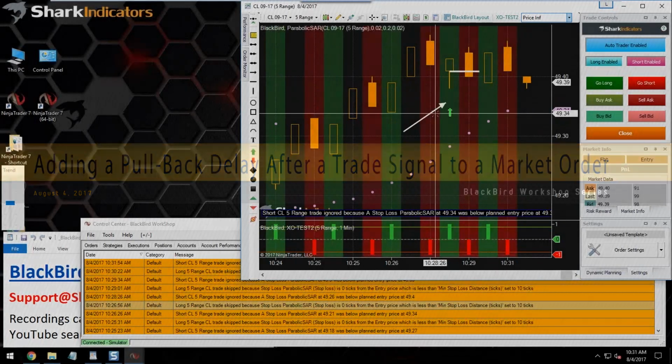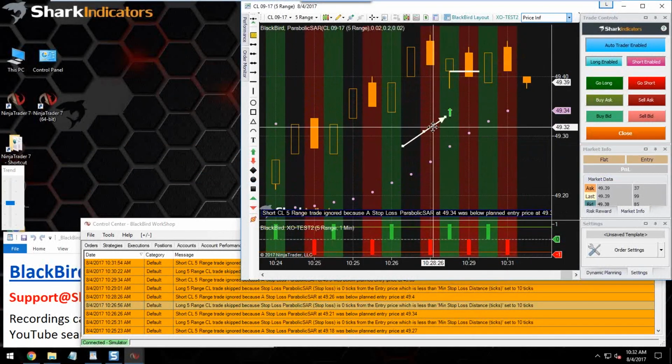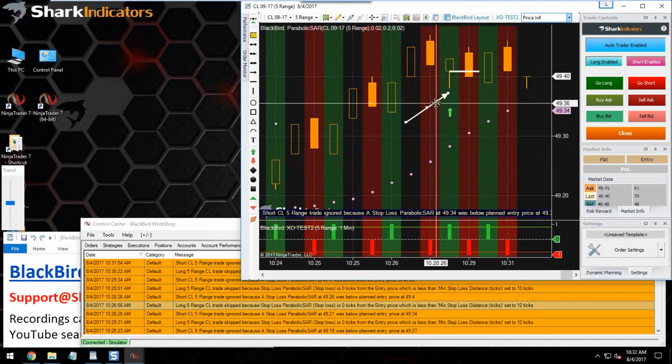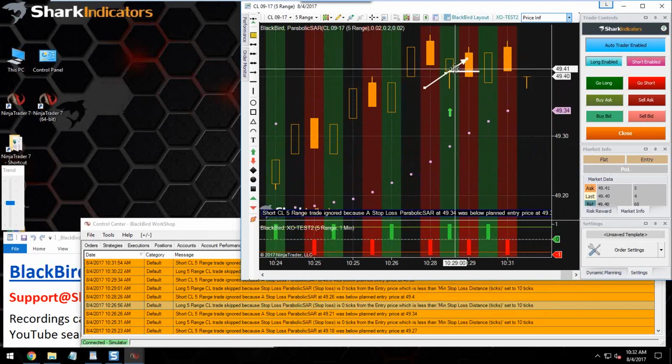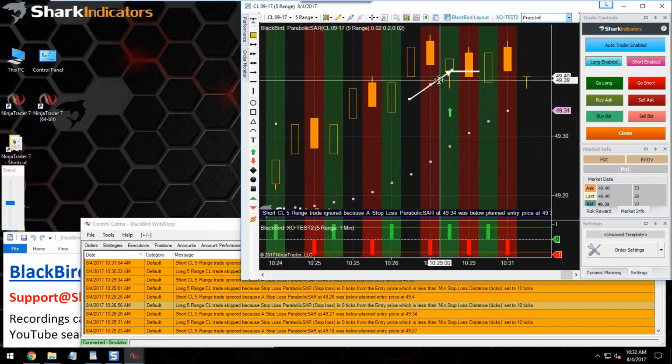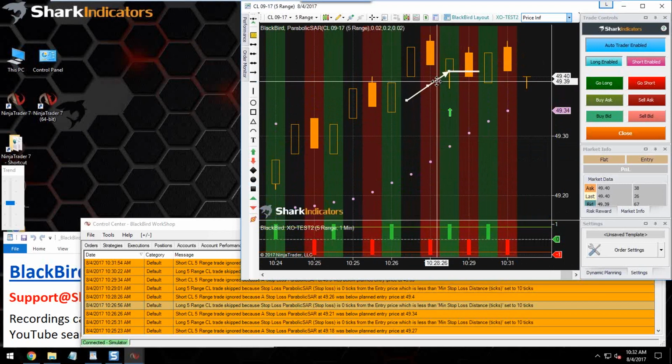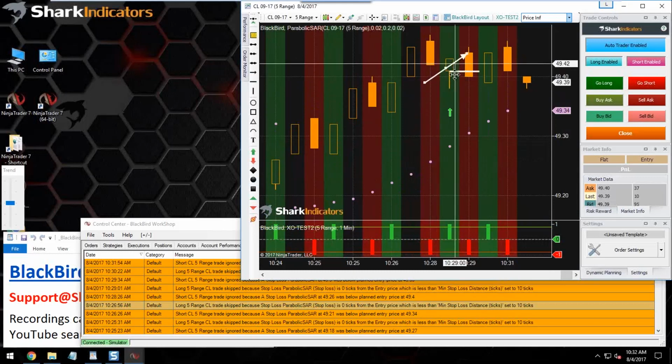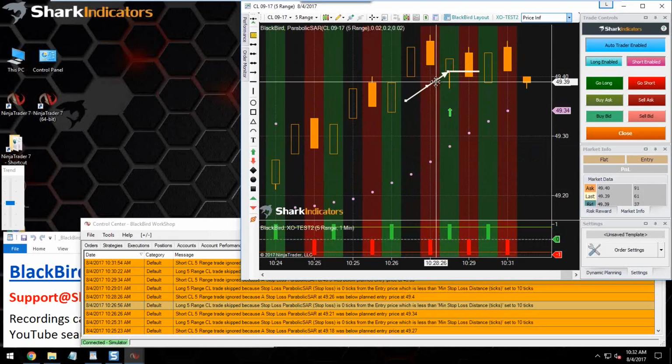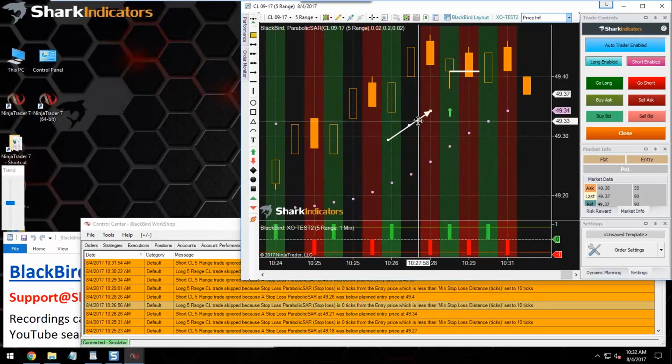So let's say we get this long trade signal here. What's wanted is to hold off on placing this long signal until price crosses below the opening price of the previous bar. So it's not actually referring to the trade signal bar, but he just wants to wait until price crosses the opening of the previous bar.